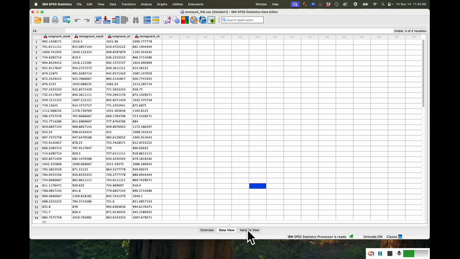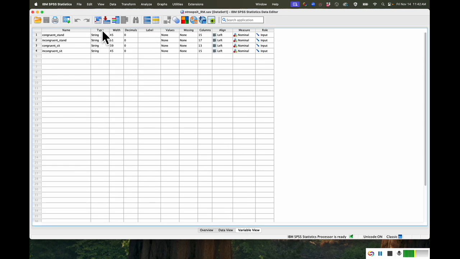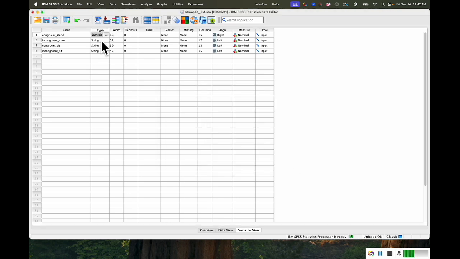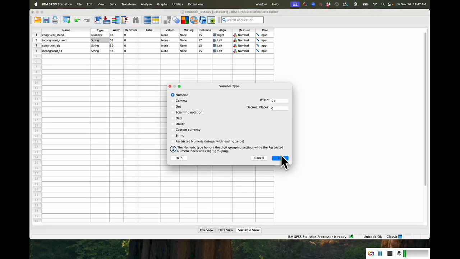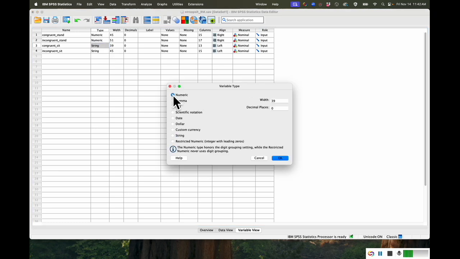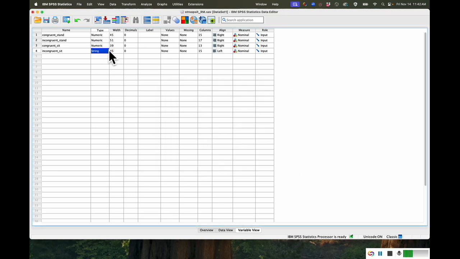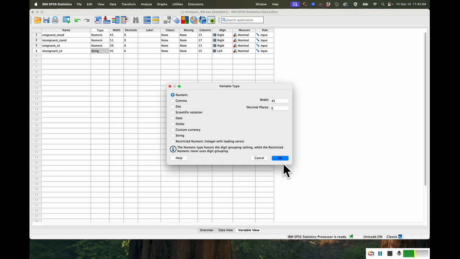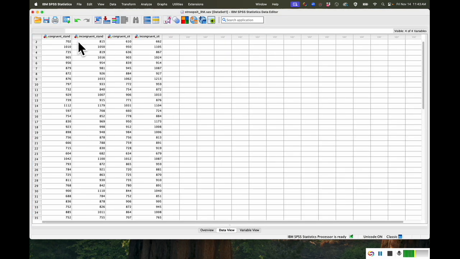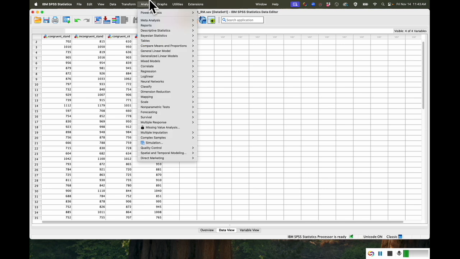So I'm going to have to cancel that out, go to variable view. Over here where it says type string, I need to click on string and change it over to numeric. This is just a little data quirk. This is not a rare occurrence by any means. SPSS just interpreted those numbers as string information and not numeric information.